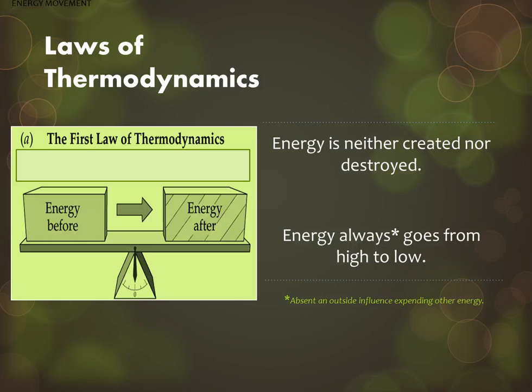It doesn't just disappear. If you take, for instance, heat before and then heat after. Just because you blow a fan on something might cool something off, but that heat had to go somewhere. And that's pretty much what that fan did. It just moved the heat somewhere else. So energy always goes from high to low.